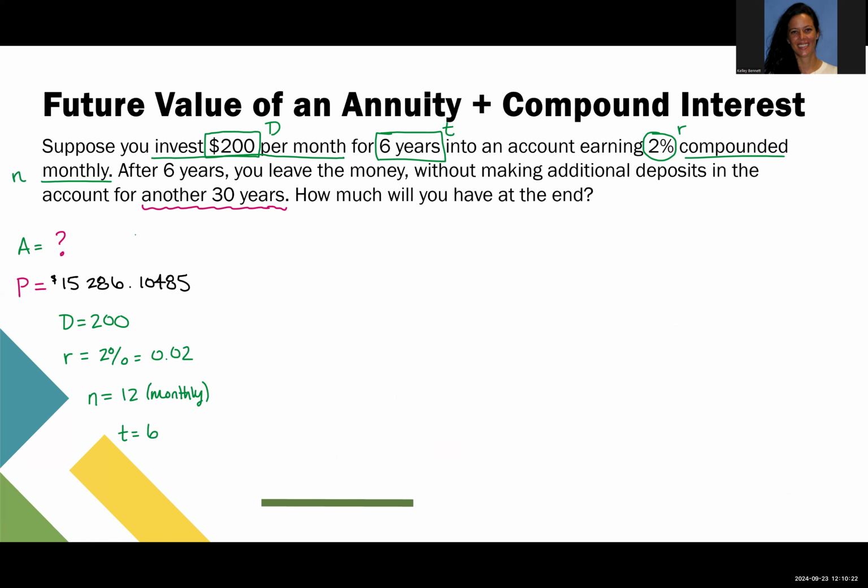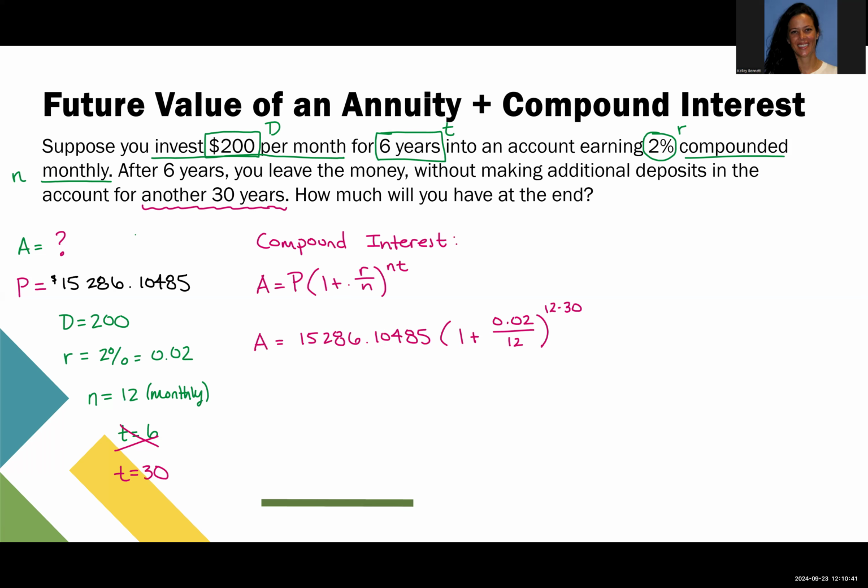And we're going to do this for 30 years. So instead of time being 6 as it was before, time is 30. But it's still monthly. I've still got that 2%. And I still want to know how much will I have at the end, my future value A. So here's the compound interest formula. And let's plug in what we've got.